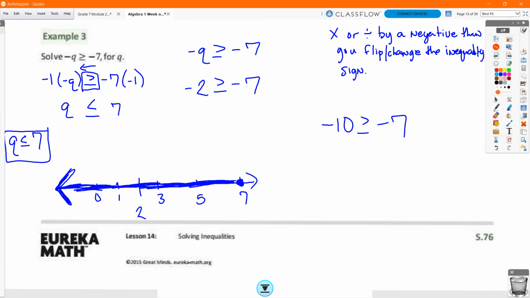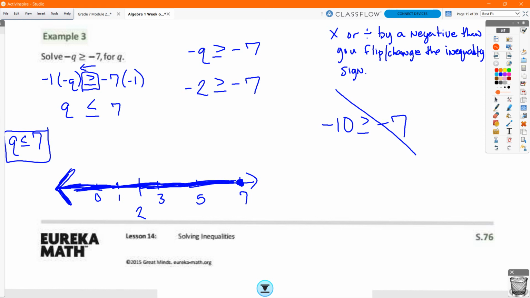Is this true? No, this is not true. A negative 10 is less than or equal to a negative 7. It's not true. We flip the sign so we can make sure that whatever value we plug in here is correct. Right now, if we left this alone, every value greater than a negative 7 would work up to 7. After that, it wouldn't work anymore. So we flip the sign so we can guarantee that every solution is an answer.